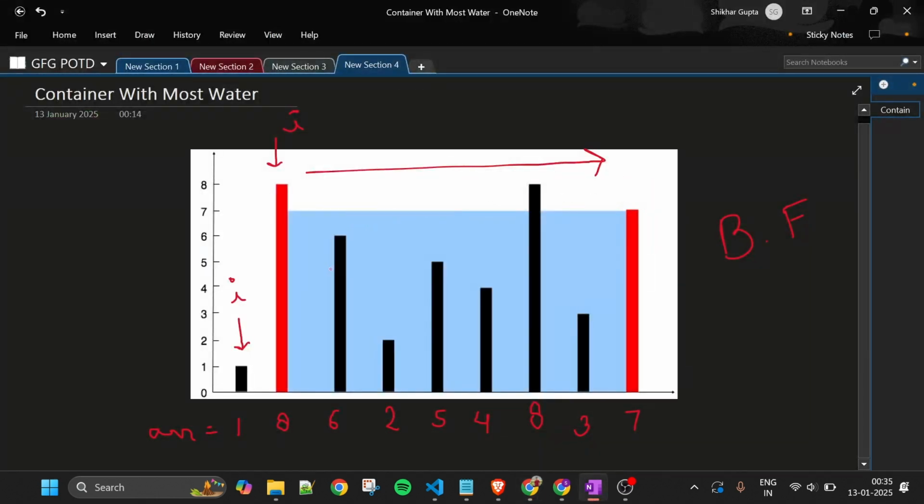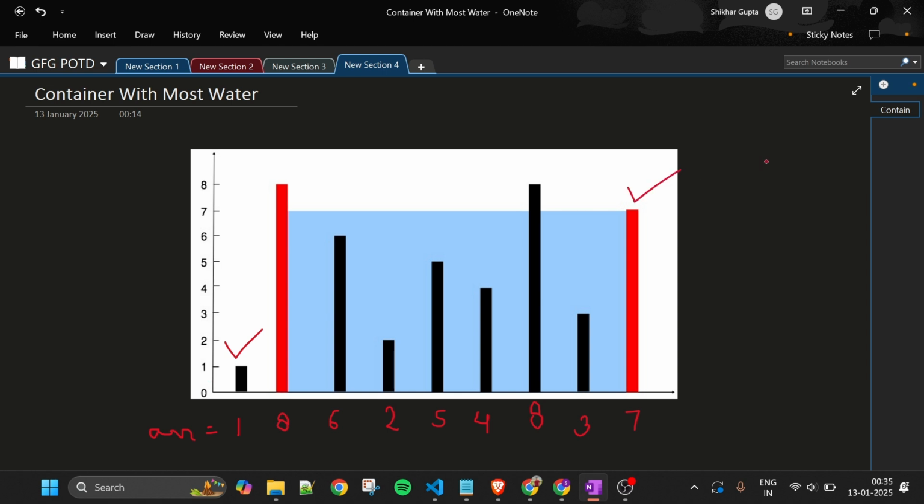So let's see this. Let's say I have two pointers. First one is at this end, and another one is at this end, the very start and the very end. And now I will try to calculate our current water. For this pair, with the first line and the last line, what is the amount of water I can store? Minimum of 1 and 7, which is equal to 1, into the distance between these two lines, which is 1, 2, 3, 4, 5, 6, 7, 8. It means I can store 8 amount of water with the first line and the last line.